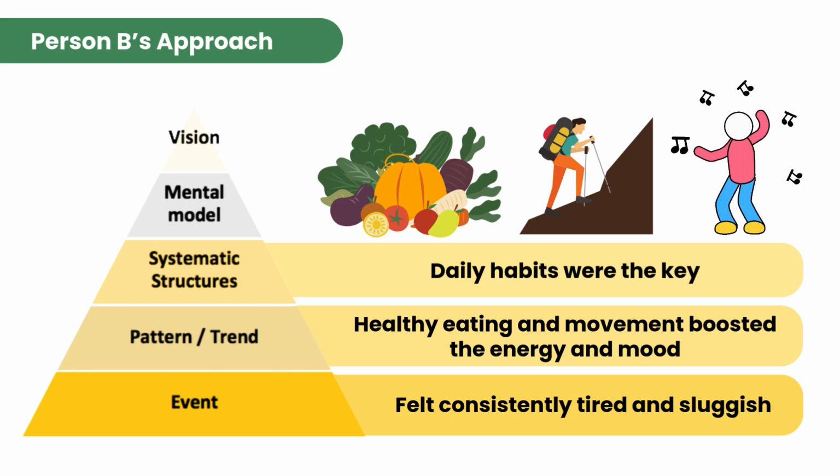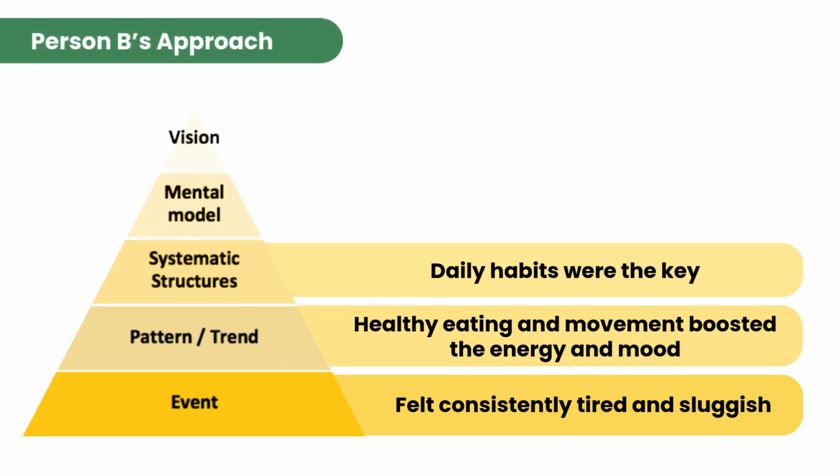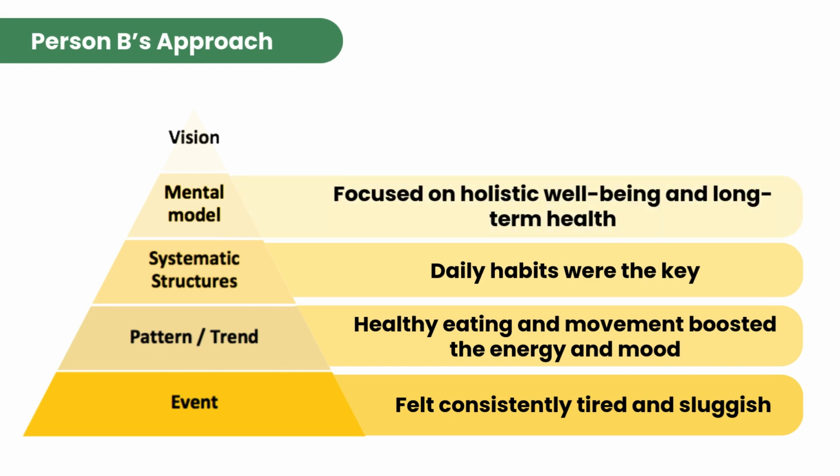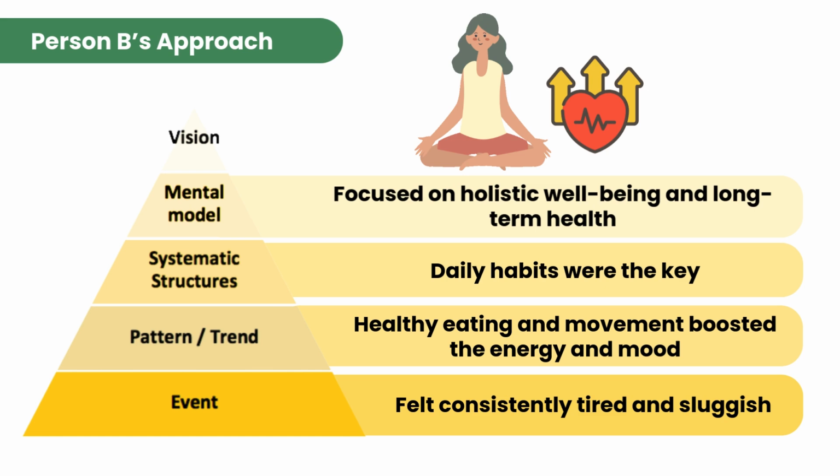And what about Person B's mental model? How did they think about weight loss based on these patterns? Person B's mental model became focused on holistic well-being and long-term health. Instead of seeing weight loss as the primary goal, they realized it was more about improving their overall health and energy levels. Weight loss became a side effect of healthy living rather than the main target.